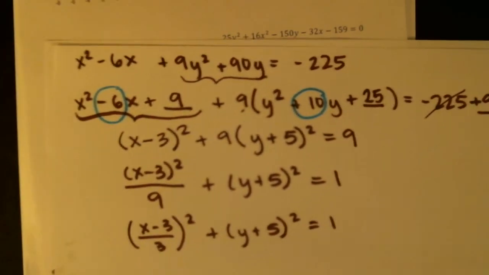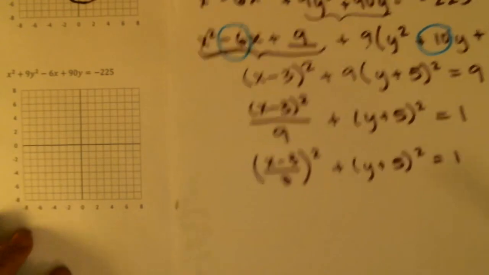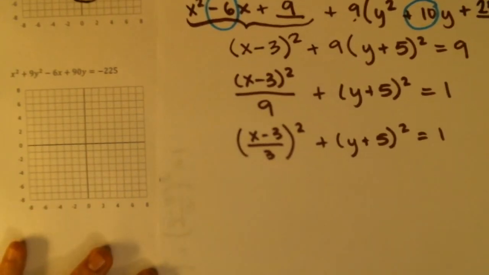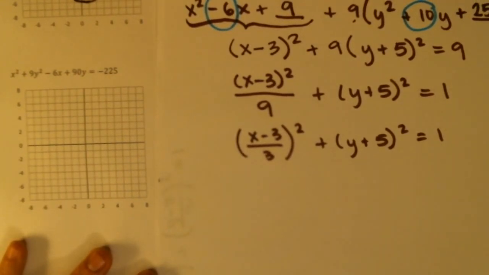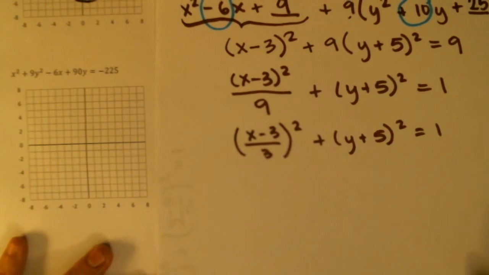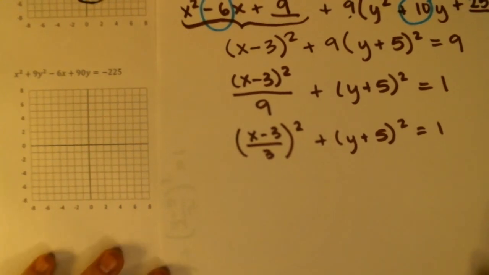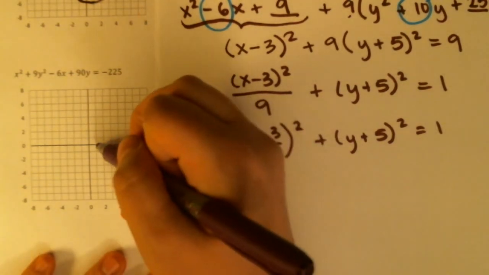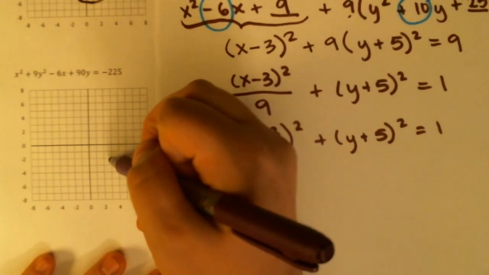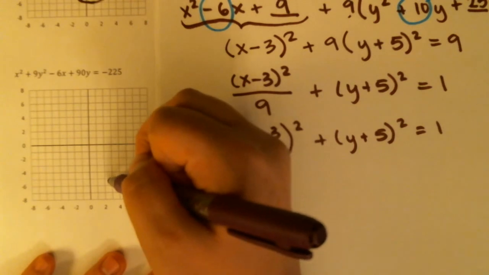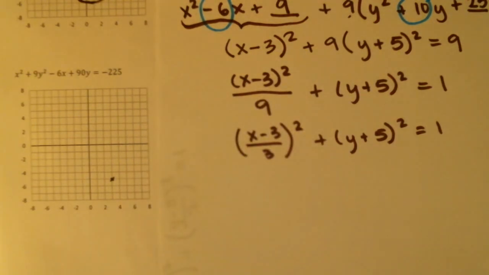Okay, so let's see if we can have that show up right here. This is our equation. I was really boring with all these stretching by 3. So x's are shifted to the right 3 and down 5. 1, 2, 3, 1, 2, 3, 4, 5. So this is going to be the center.